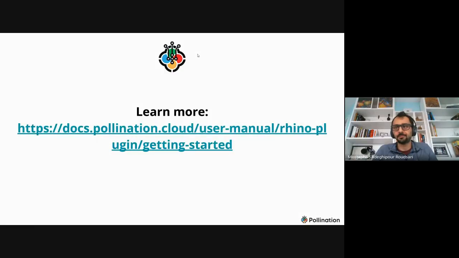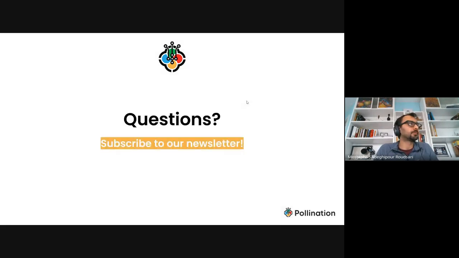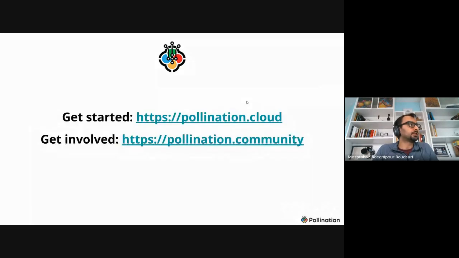Okay, as soon as my screen shows up here, if you want to learn more about the Rhino plugin, you can go to our user manual, docs.pollination.cloud, and there are videos, documentation, a list of commands, everything that you need to get started. We went through the questions, of course. Again, Pollination Cloud and Pollination Community is our Discourse. If you have any questions, see you on Discourse. Just post your questions there.